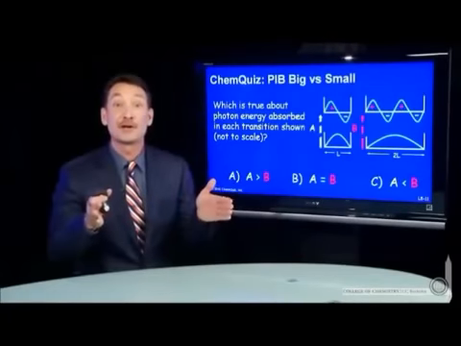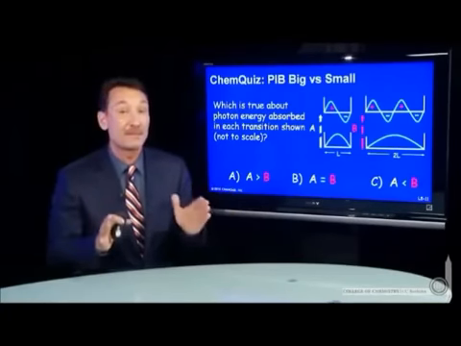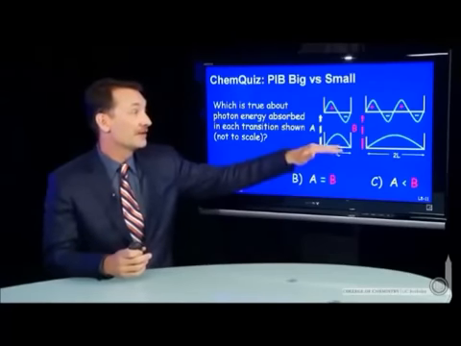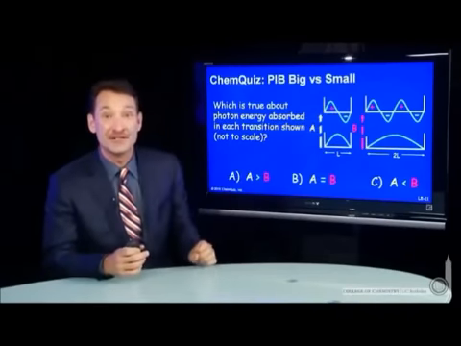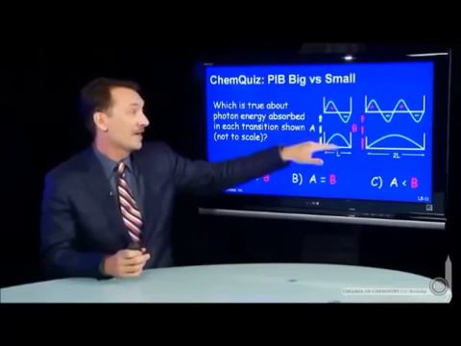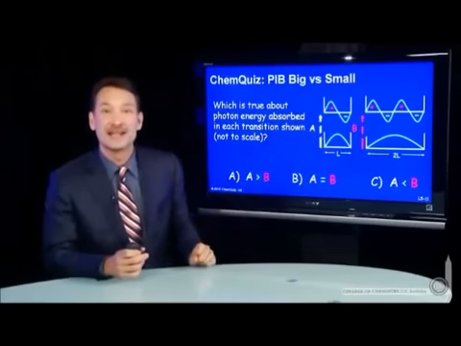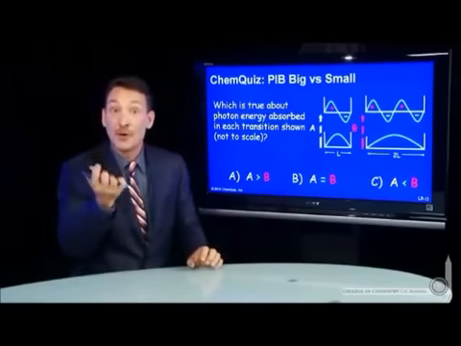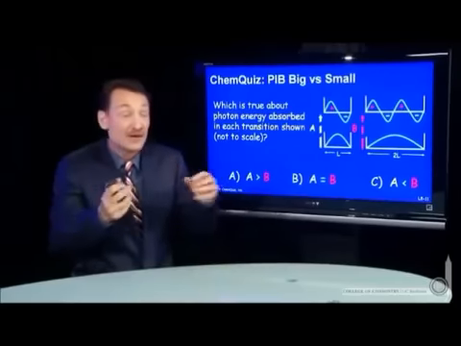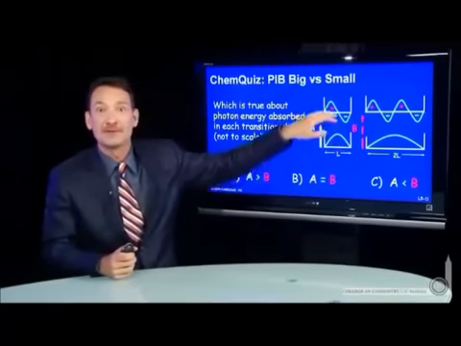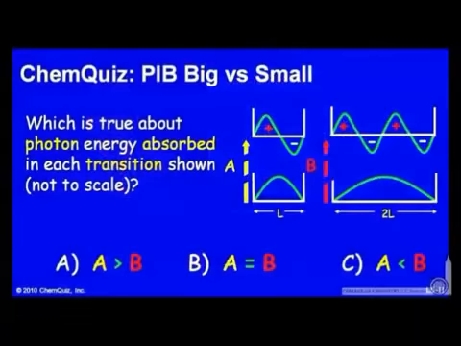If I have a particle that has wave-like properties and it's trapped in a box, we understand that it has different energy states. And how do I make a transition between one energy state and the next energy state? Well, I absorb energy. I absorb an amount of energy equal to the gap between those energy states.